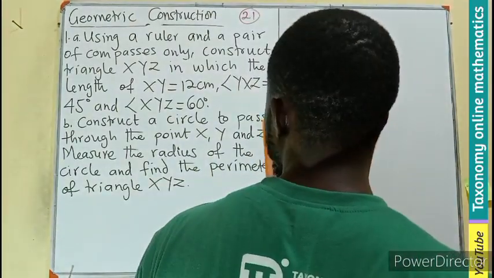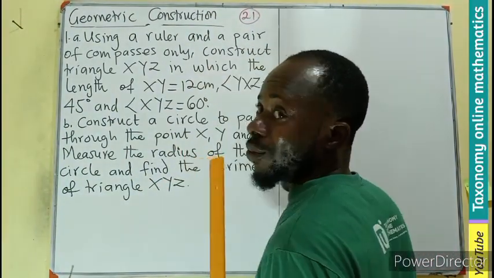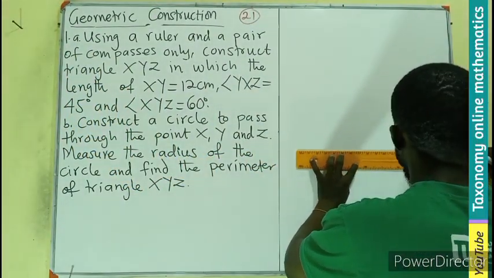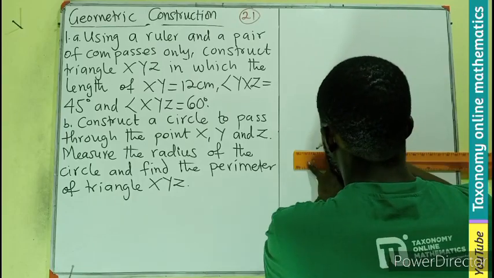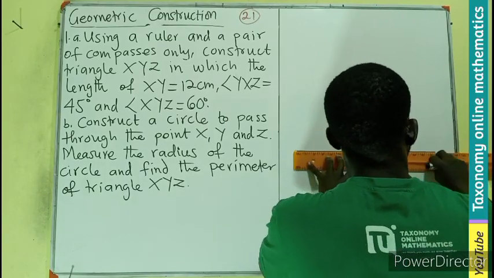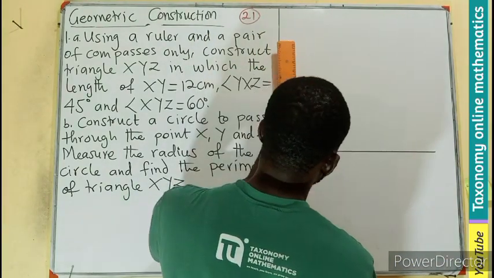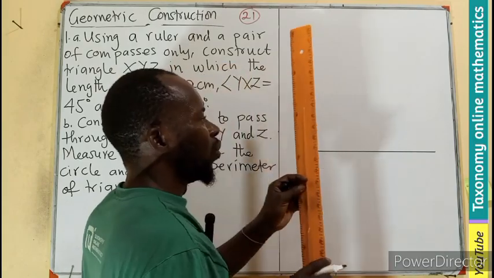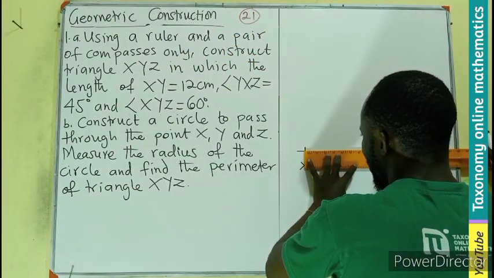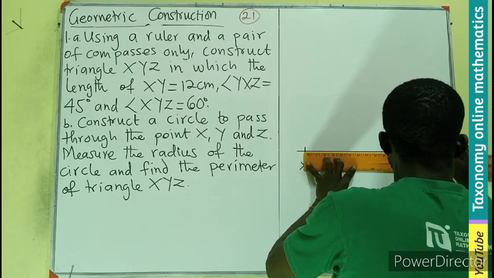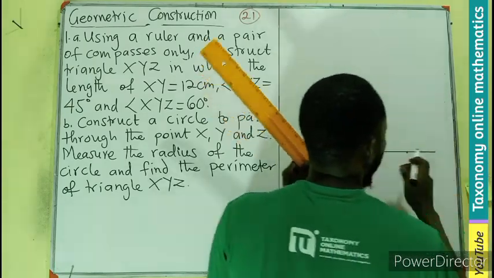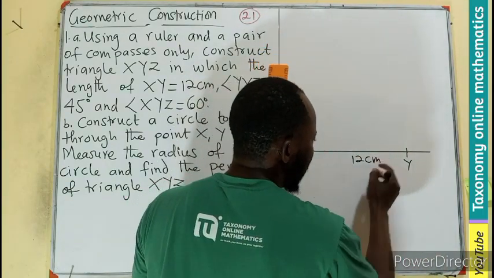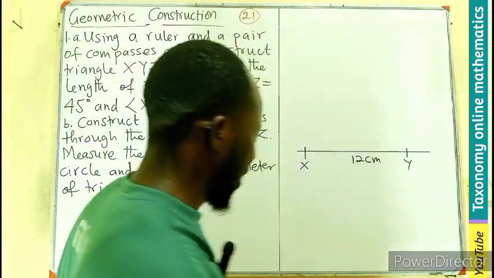The first thing we are going to do is to draw our line segment XY, which will be 12 centimeters. We must draw that line segment to be more than 12 so that we have an overlap. I have my X. Then you measure from the X to get to the B, which will give you your 12 centimeters. So in this case, I have my Y at 12 centimeters. So the first line is drawn.